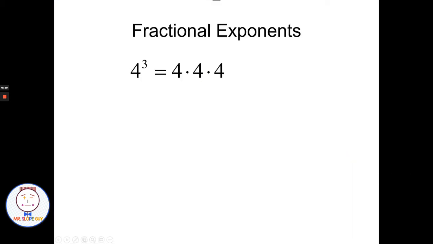So let's review a couple quick examples with exponents, like 4 to the third. 4 times 4 times 4, which is 64. 4 to the negative 3, using the law of negative exponents, that's 1 over 4 to the third, or 1 over 4 times 4 times 4, which is 1 over 64.